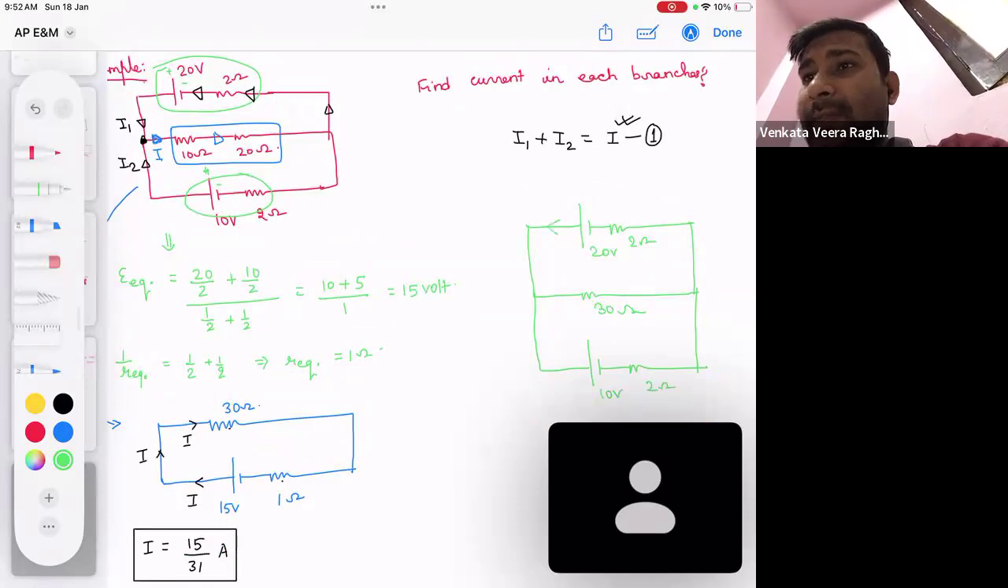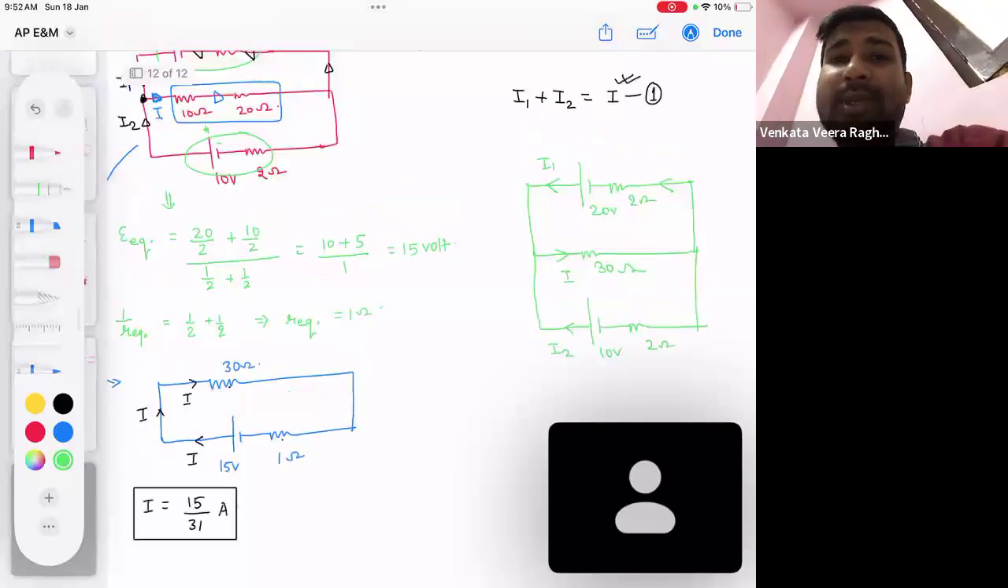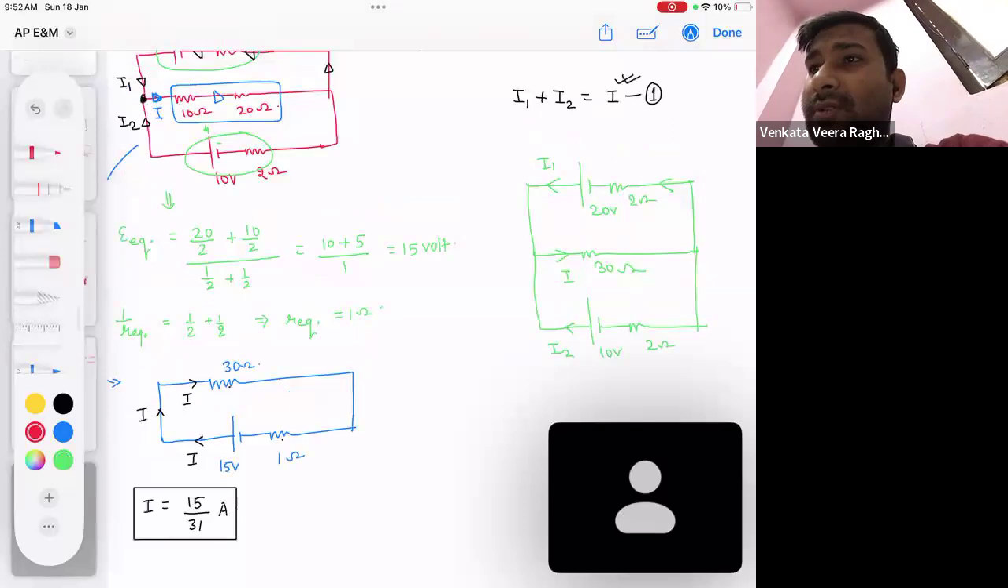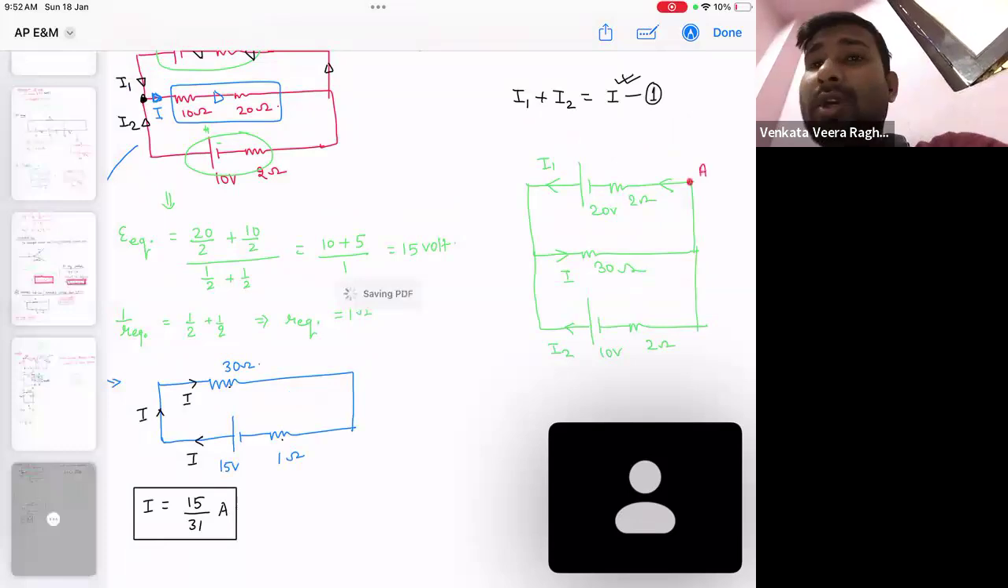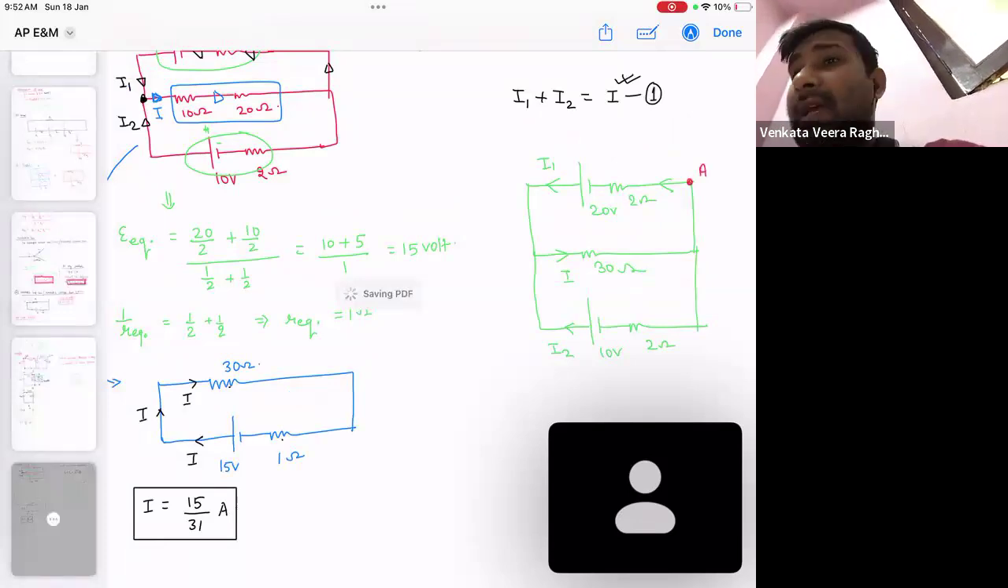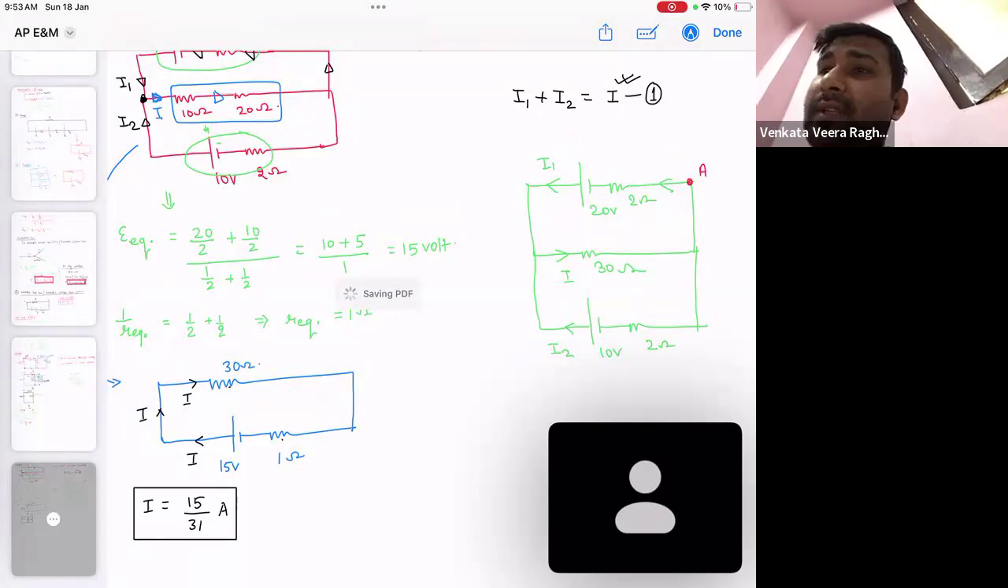What is the current in this branch? I1 current is in this branch. Current in this one, I. Current in this one, I1. Current in this one, I2, right? So one more equation is needed. One equation I already have: I1 plus I2 equal to I. One more equation is needed. I'm going to mark some points. Let's call this point A. Always identify the distinct points we have. Matlab, you should mark the points where the potential difference changes if you go from one point to another point.